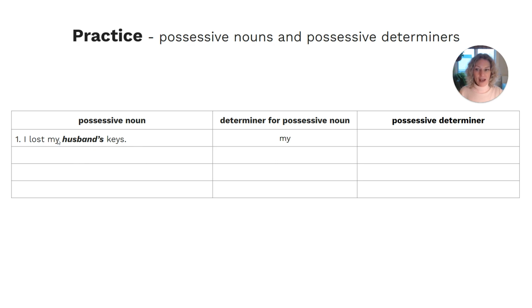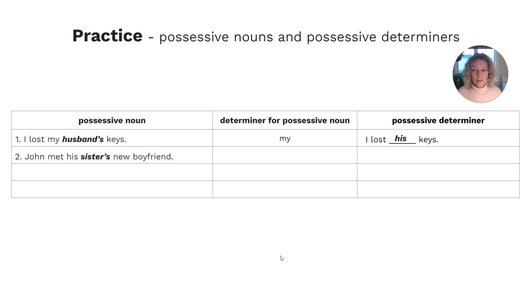And the reason we have it is because husband is a singular count noun. So even though it's a possessive noun, it's still a singular count noun. So we have to have a determiner with singular count nouns. So if we wanted to use a possessive determiner instead of a possessive noun, what would it be for this sentence? We're referring to the husband, so it would be I lost his keys.